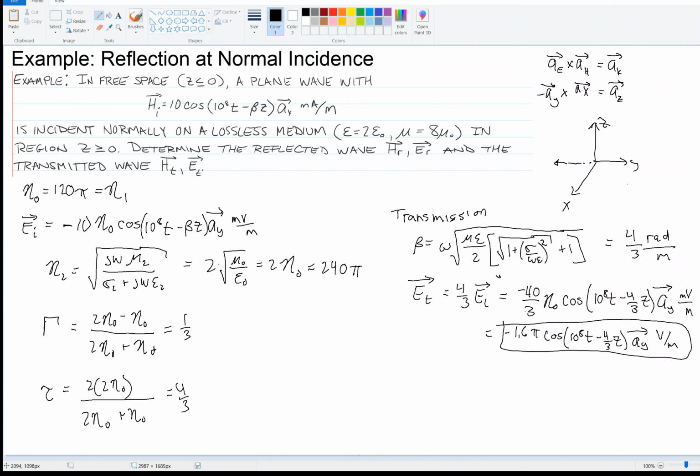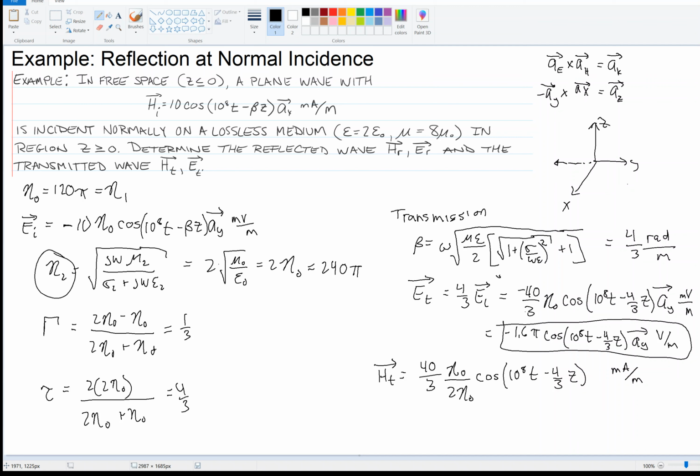Good. So how do we get the transmitted magnetic field, H T? Well, we can just divide by eta 2. Because eta 2 is purely real, we can just factor that in. There's no phase change, so I'm going to take the 40/3 eta 0, leaving off the negative for a second, and I'll explain that in a little bit. Then divide by the intrinsic impedance of the second medium, twice eta 0, cosine of 10 to the 8th t minus 4/3 z. I'm going to leave off the direction for right now, and this would be milliamps per meter because this 40/3 up here was in millivolts per meter.